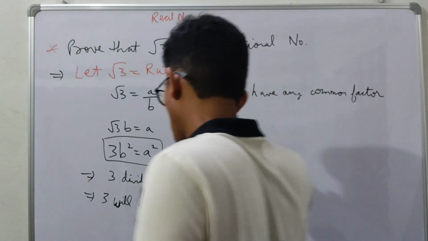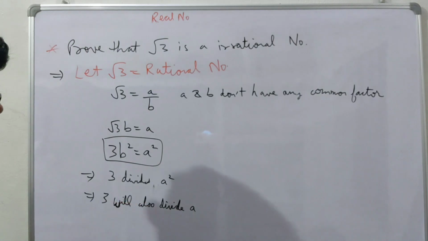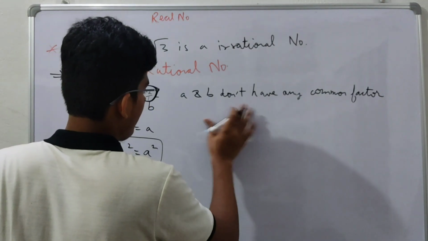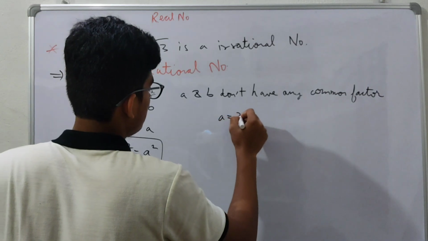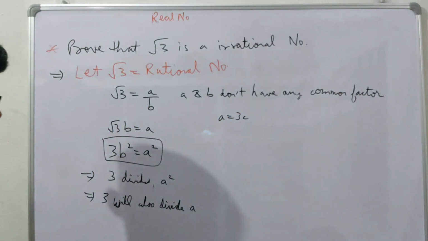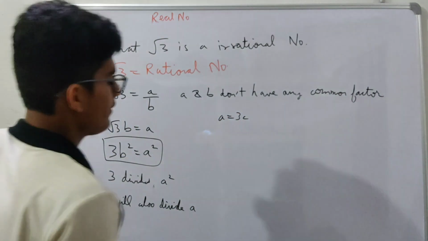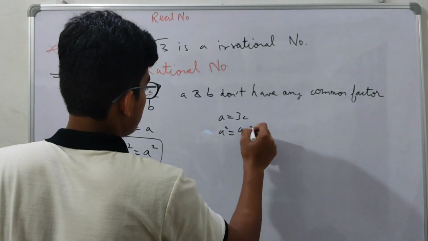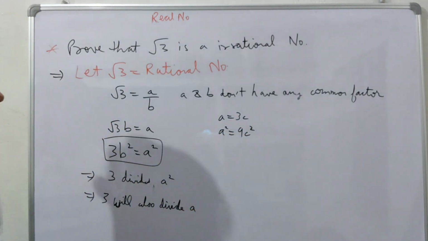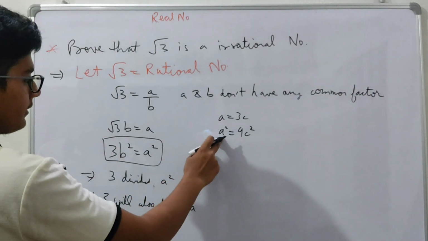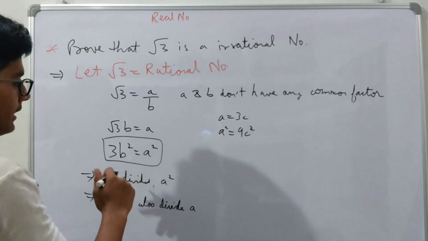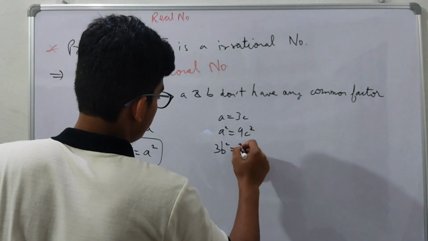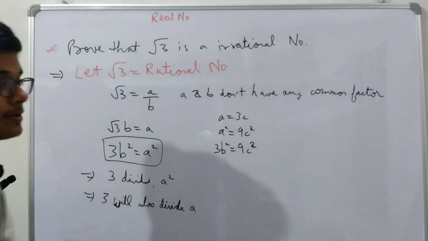Now what happens? If 3 divides a, then a will be equal to 3c. Squaring on both sides, a square will become 9c square, and we know that a square is equal to 3b square. So 3b square equals 9c square.